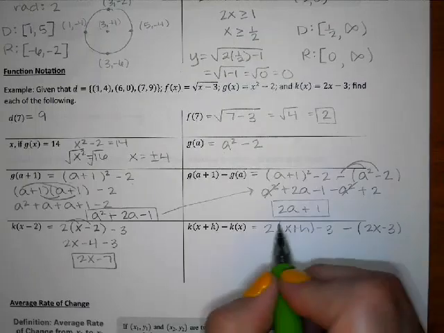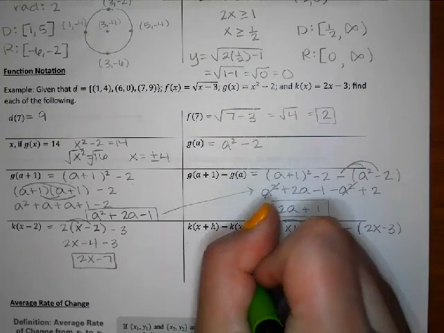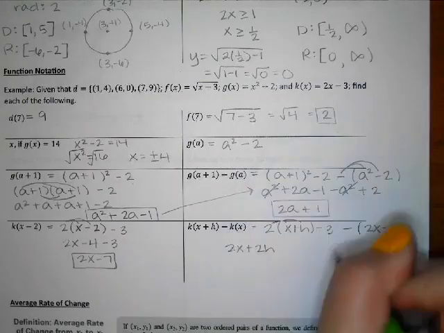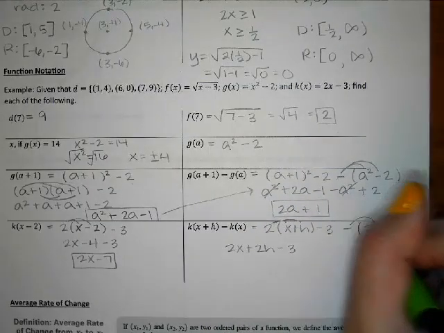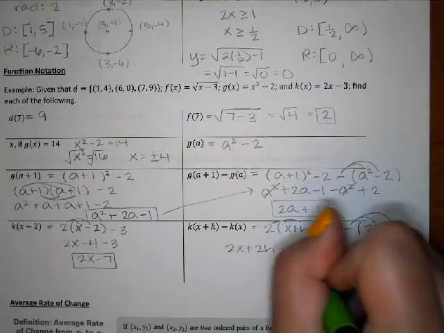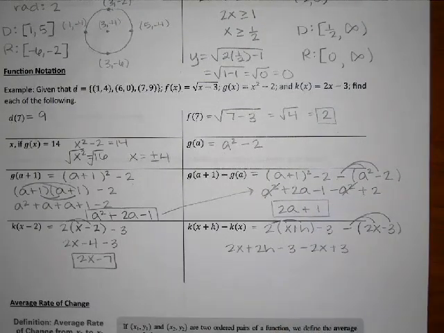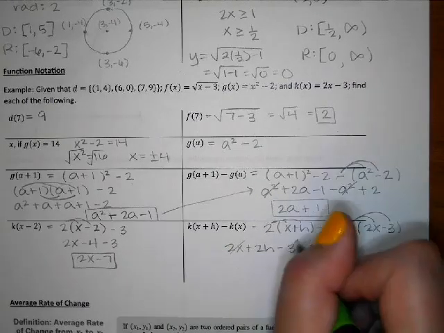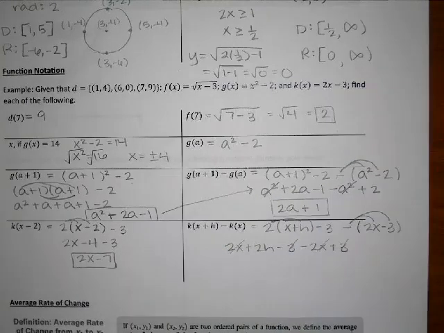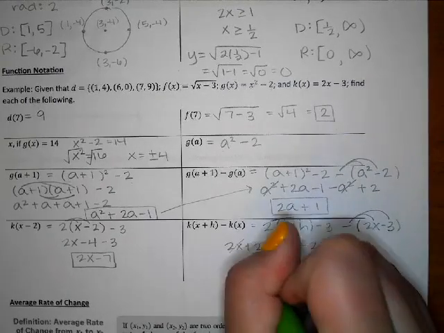Alright, so I'll go ahead and simplify. 2x plus 2h minus 3 minus 2x plus 3. Okay, so 2x minus 3 plus 3. That leaves us with only 2h.